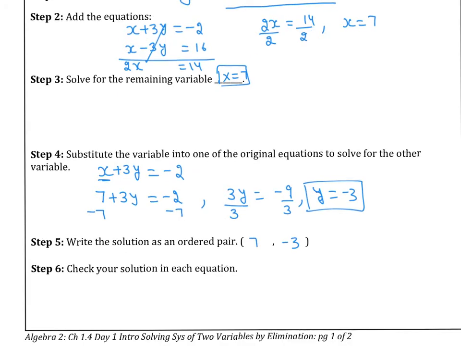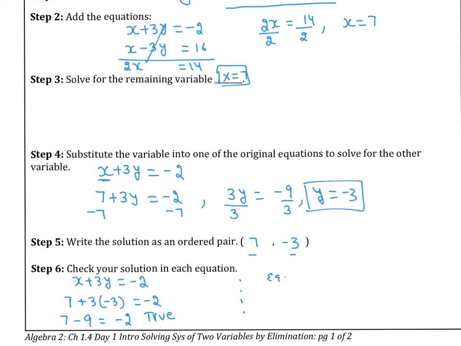Now you're going to check your solution in both equations. Equation number 1 is x plus 3y equals negative 2, and you use the x and y values from here. So x plus 3 times negative 3 equals negative 2. You plug the x value in for x and the y value in for y, and you get 7 minus 9 equals negative 2, which is true.